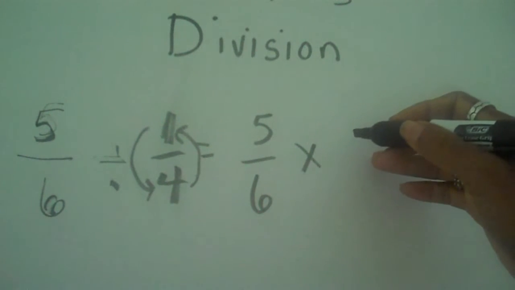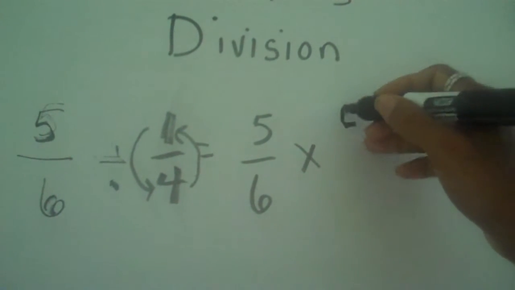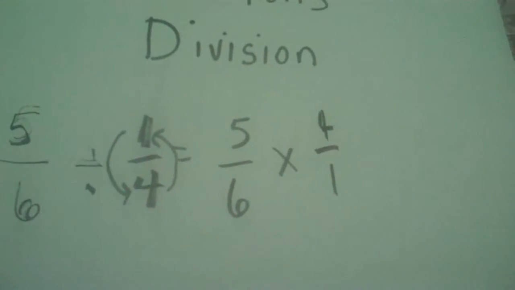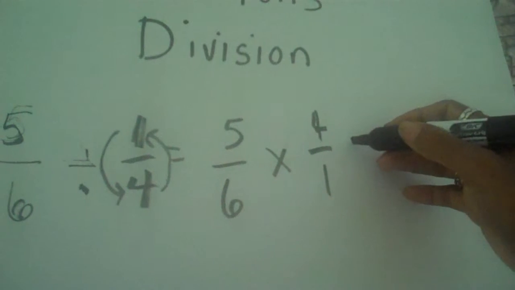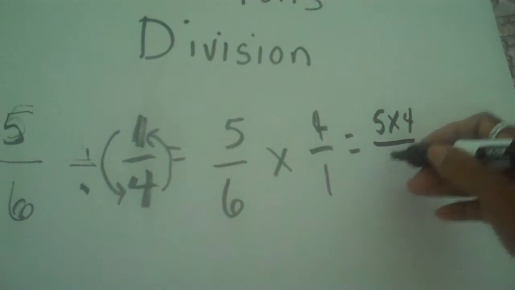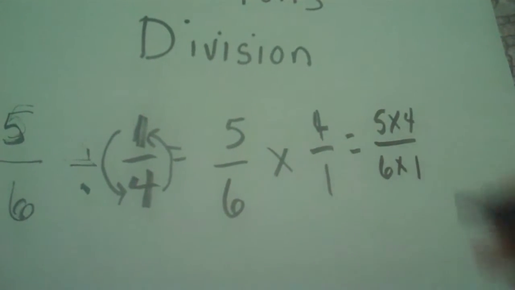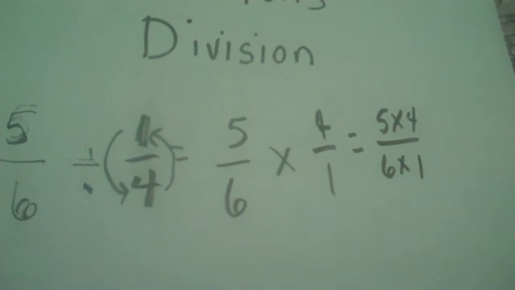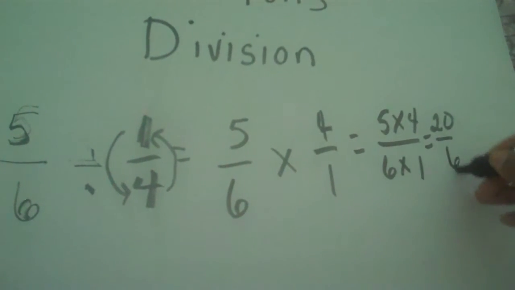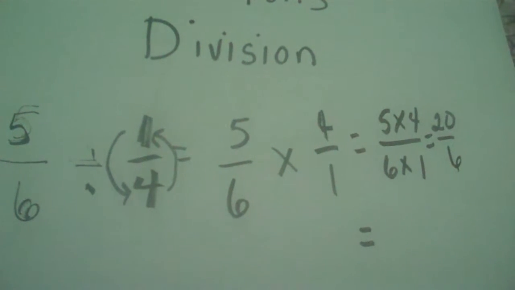So that means we will be multiplying by 4/1. This gives us a problem that looks like the other multiplication problems, which means that now we will simply multiply the numerators together, 5 times 4, and the denominators together, 6 times 1. 5 times 4 will give us 20 over 6. 20 over 6, you'll recall, is an improper fraction.